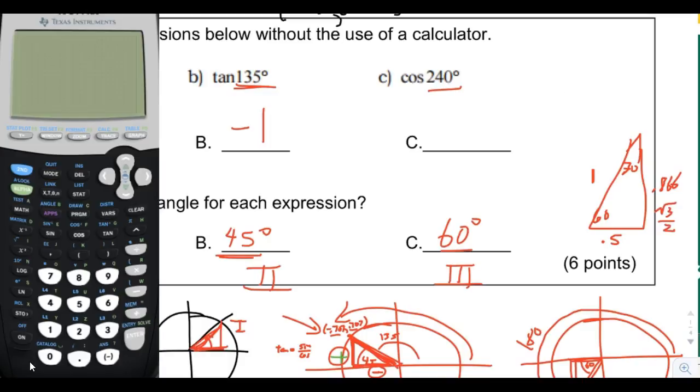Okay? Now, in this case, we're looking for the cosine. So the cosine would be the adjacent over the hypotenuse, which would be 0.5 divided by 1. So we know that the cosine is going to be 0.5. The only thing we don't know is whether it's going to be positive 0.5 or negative 0.5. Okay, let's look at the 240-degree angle.